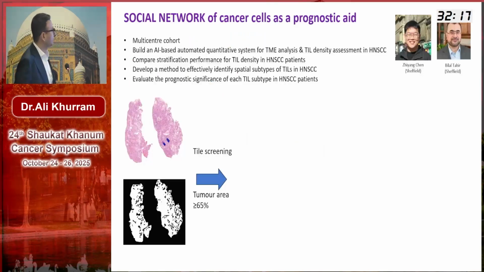And building on that work right now, I've got a PhD student, Jiang, who's looking at this social network of cancer cells in head and neck cancer. We've got a multi-center cohort and thousands of cases, and we were developing this automated pipeline where we don't only identify whether there are lymphocytes present, but we're actually looking at the correlationship of different types of lymphocytes as well, and try to come up with a stratification score in head and neck cancer.